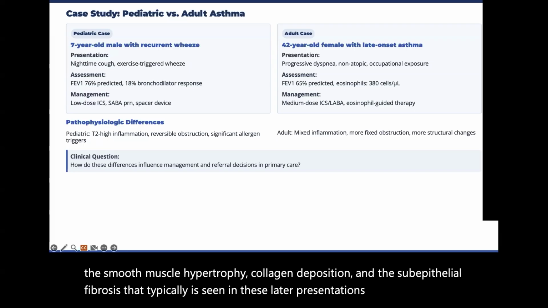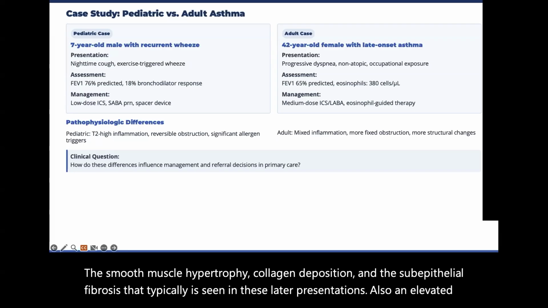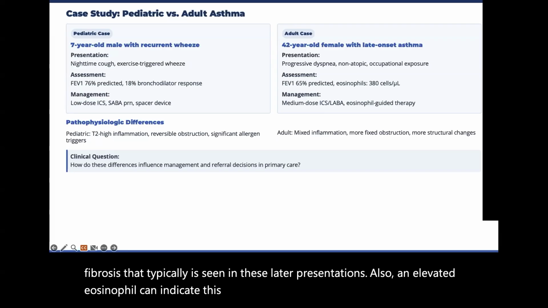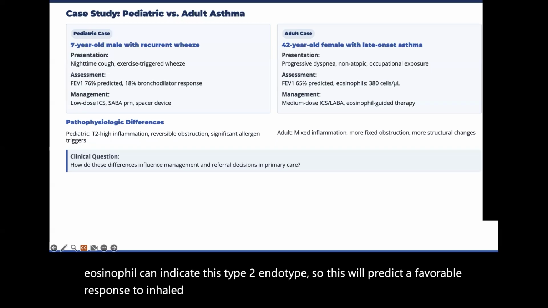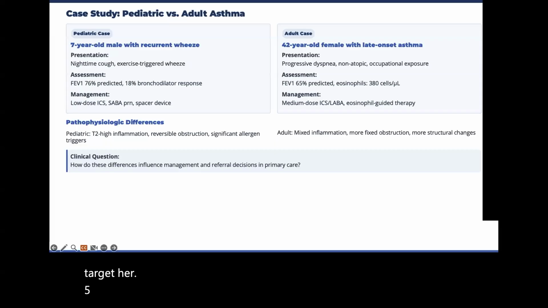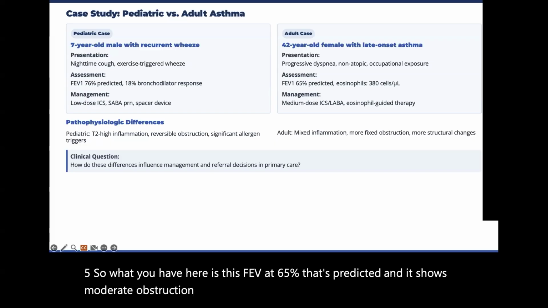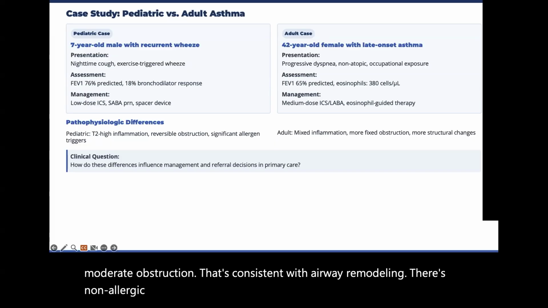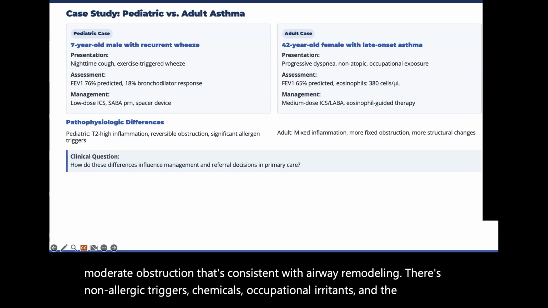Also, an elevated eosinophil count can indicate this type 2 endotype. So this will predict a favorable response to inhaled corticosteroids and some biologics that target IL-5. So what you have here is this FEV₁ at 65% predicted, and it shows moderate obstruction. That's consistent with airway remodeling. There are non-allergic triggers, chemicals, occupational irritants, and the like.